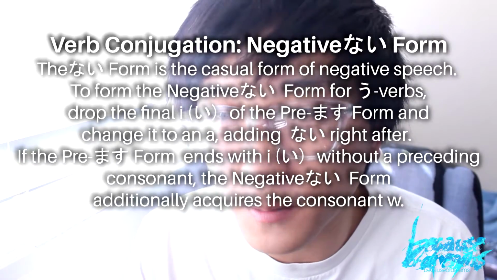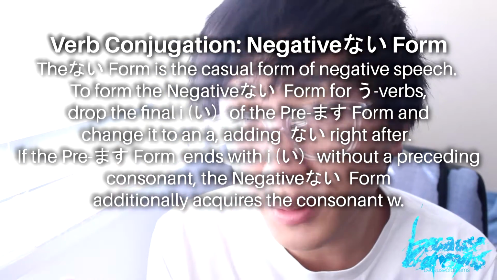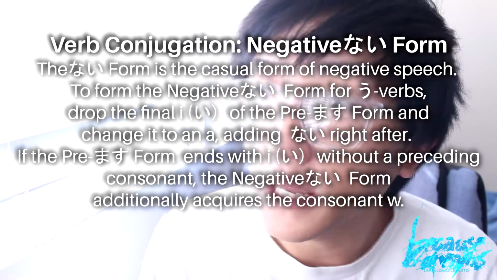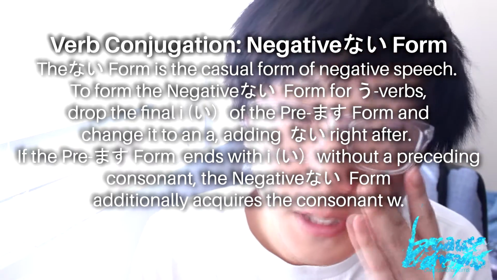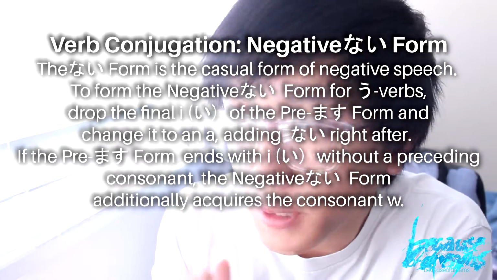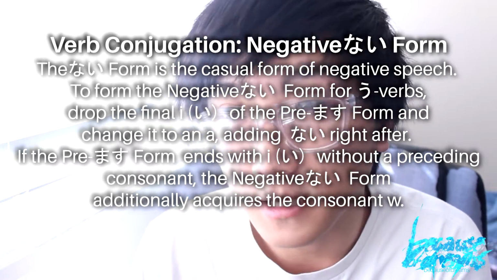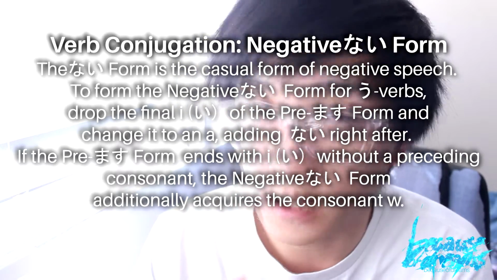Okay, so you can see that things are getting pretty complicated already. We'll just do a really quick review of what I just said. Right now we're sticking strictly to u-verbs, and when we want to change u-verbs into the negative ない form, if the pre-masu form of that verb ends with an i without a preceding consonant, then we switch the i to wa. If the pre-masu form of the u-verb ends with i and it does succeed a consonant, then we simply change the i to an a.